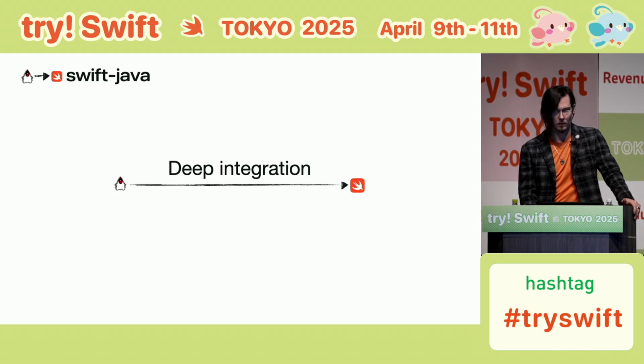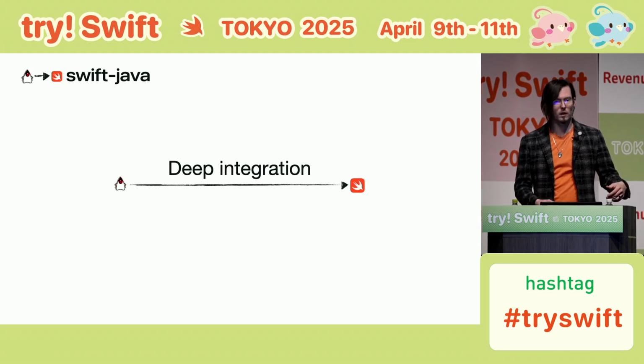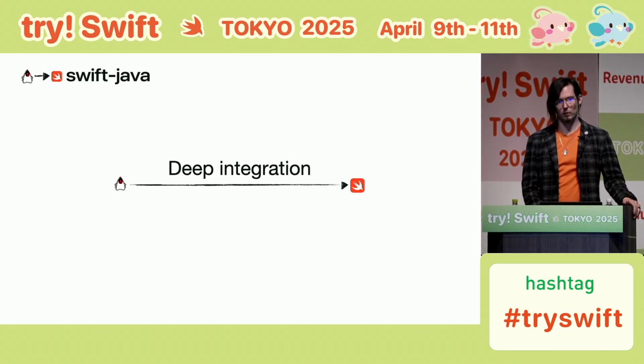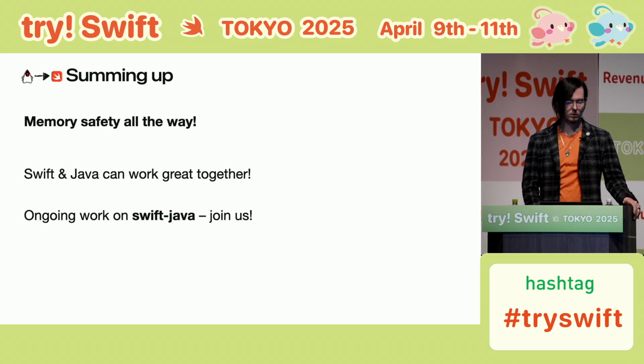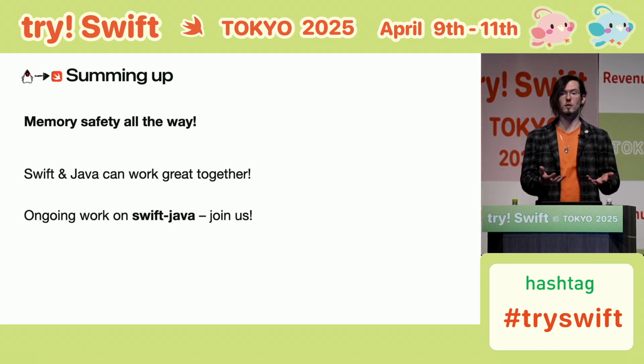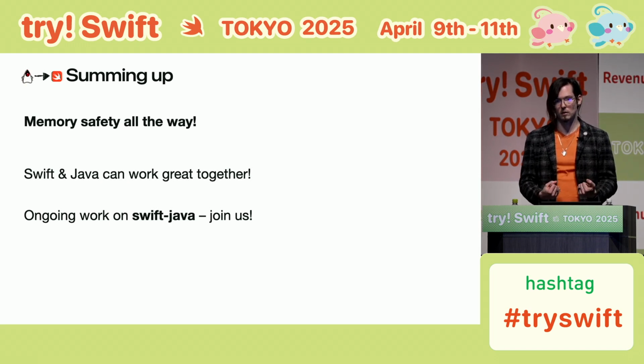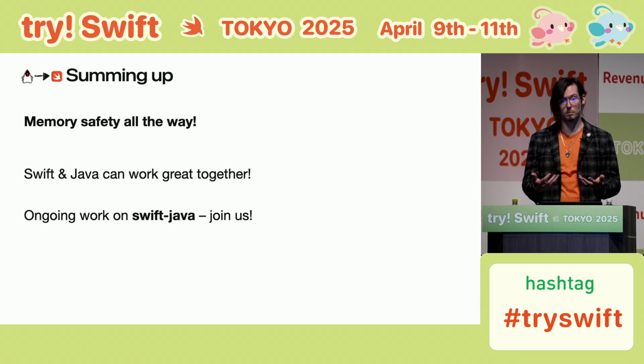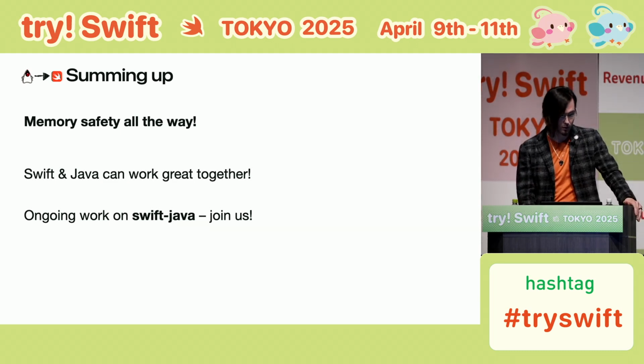So as you can see, this is a very deep integration. We're not only making a few method calls, we're really deeply explaining to both sides how the memory layout of each looks like. And it's memory safe all the way. We protect you from making unsafe calls. It's very nice to use. Of course, we today talked about the internals of that, but using it, you just call methods and things kind of look like you would expect. So Java and Swift can work great together.